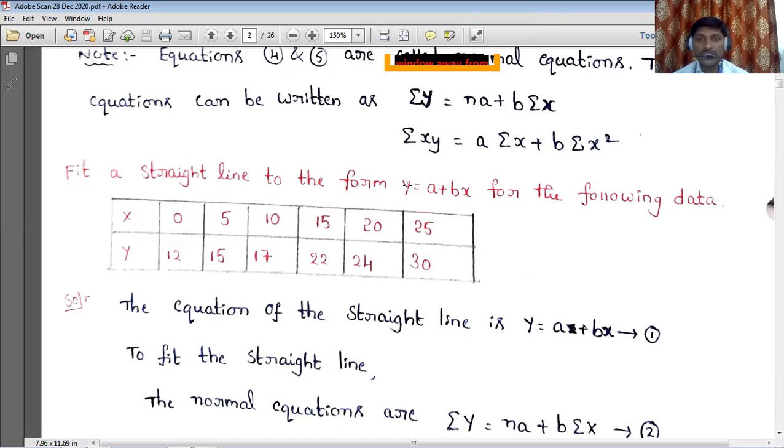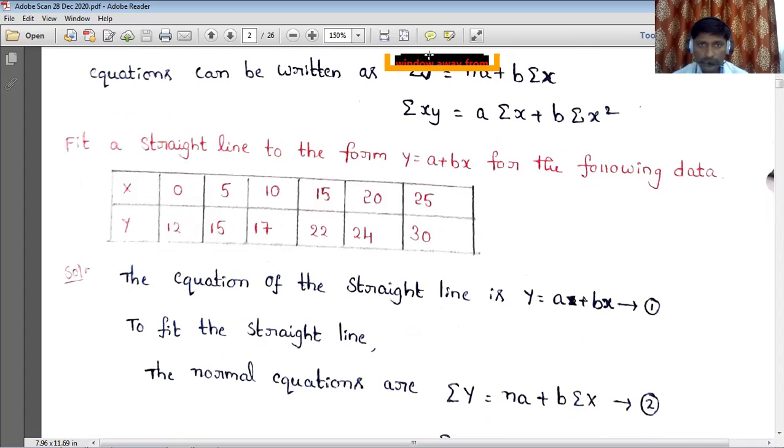If they don't mention the form, you can choose y is equal to a plus bx or ax plus b, like that. If they mention it, then you have to choose it as it is. Here they clearly mentioned y is equal to a plus bx. They give x values and y values also. And here, n represents the number of values.